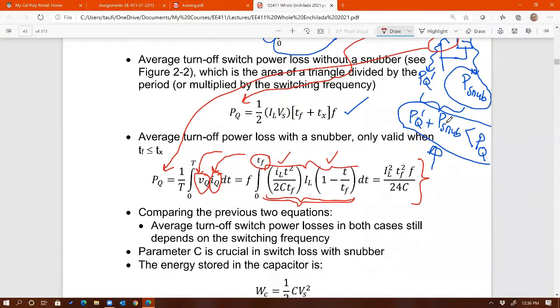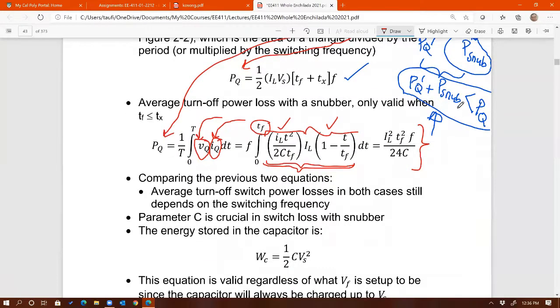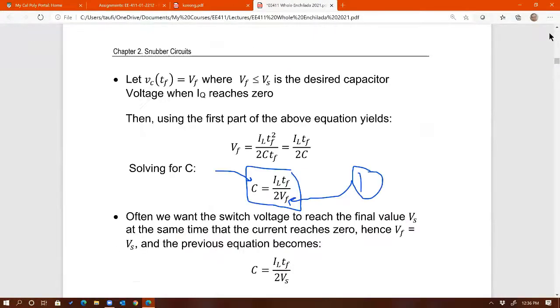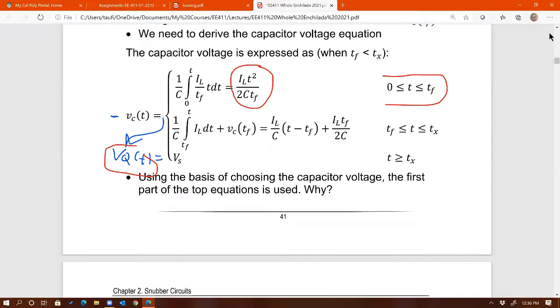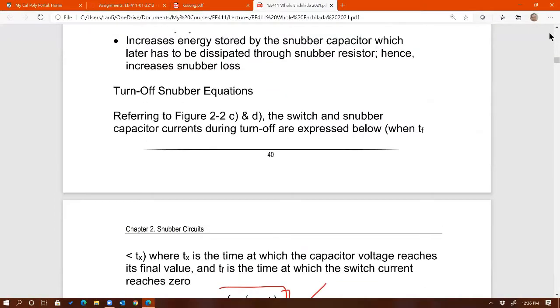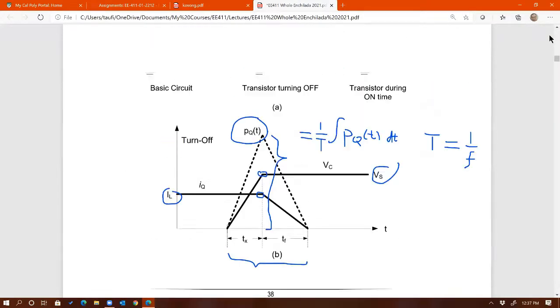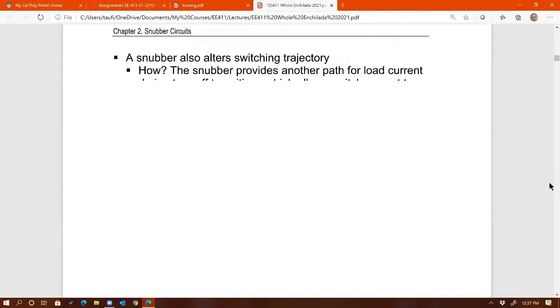One thing that I need to find now is P snubber itself. So how do we find the loss on the snubber? Well, if you think about it first before we go into the math, physically, let's take a look at how we analyze the circuit first without going through the equation yet. If you look at the circuit itself, there's the snubber circuit.